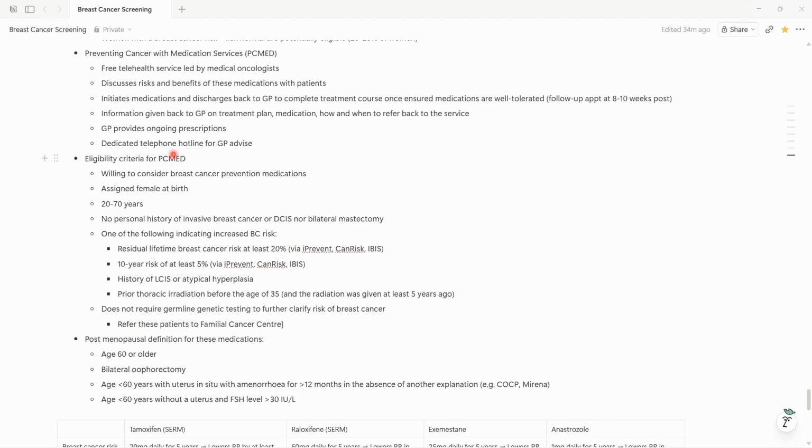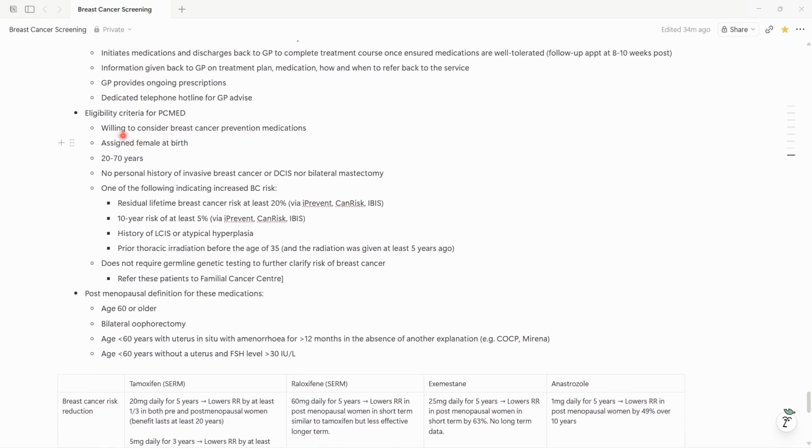The eligibility criteria for PCMED is that, firstly, the patient must be willing to consider these medications. If they have no interest in taking these medications, then there's no point referring them for a service that they will not use. They need to be female at birth, they need to be between the ages of 20 to 70 years, and they should not have any personal history of invasive breast cancer or ductal carcinoma in situ, because these medications are for primary prevention, not secondary prevention of breast cancer. And the patient must not have a history of bilateral mastectomy, because the benefit of reducing breast cancer risk in a patient with no breast tissue is minimal.